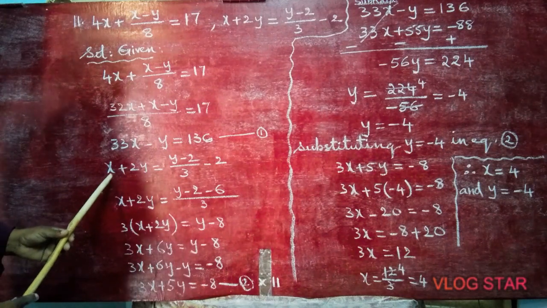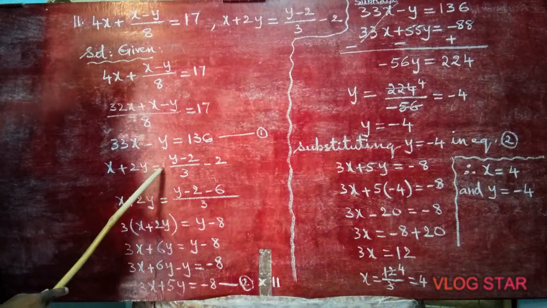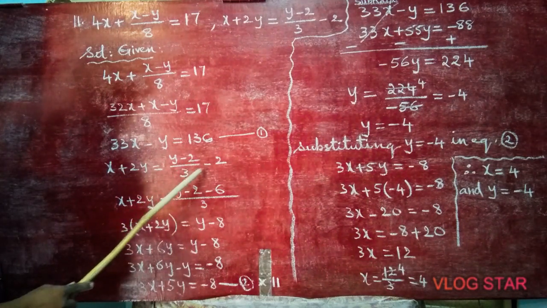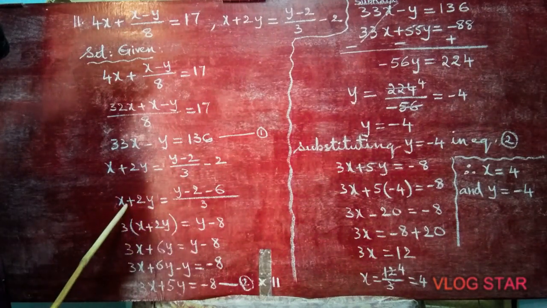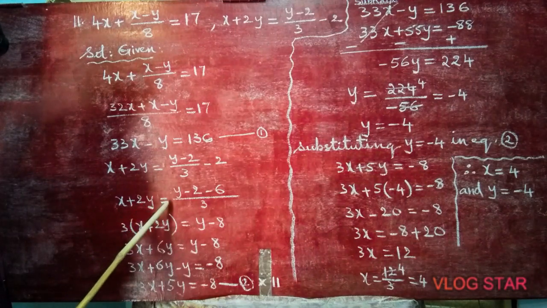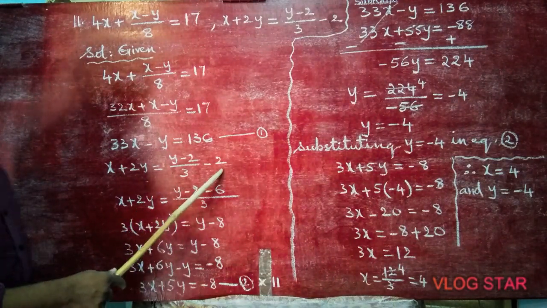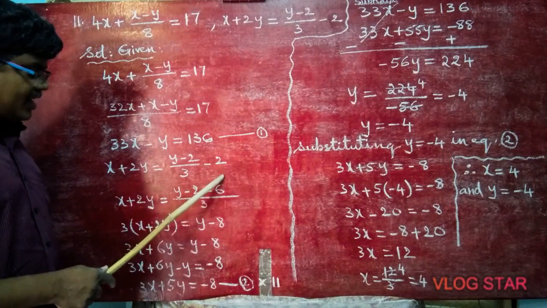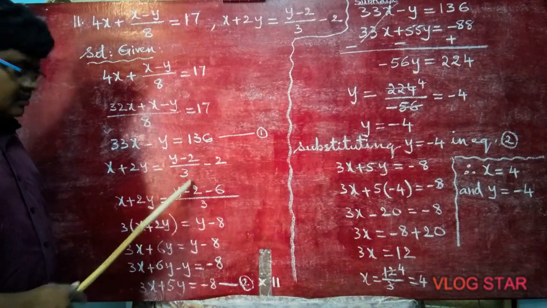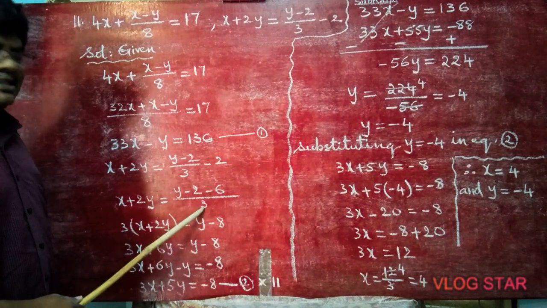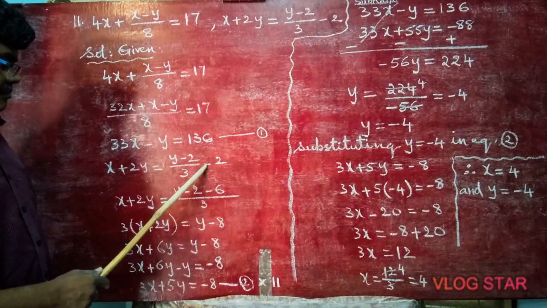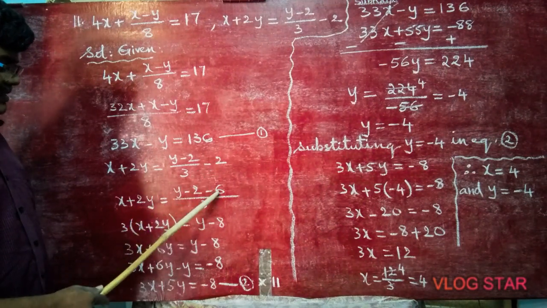Come to the second one. x plus 2y is equal to (y minus 2) by 3 minus 2. x plus 2y as it is equal to, here LCM. You are going to subtract fractions, 2 by 1, both are fractions. Method of LCM. 3 will be the LCM. 3 goes in 3 one time, so y minus 2 as it is, minus 2 3s are 6.